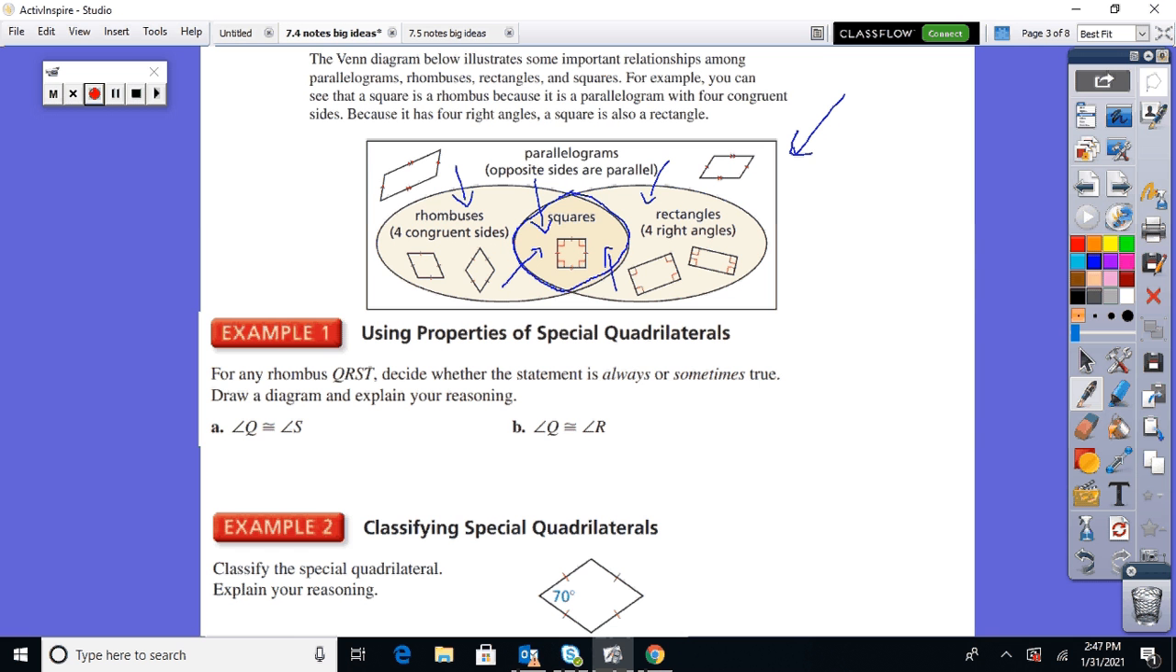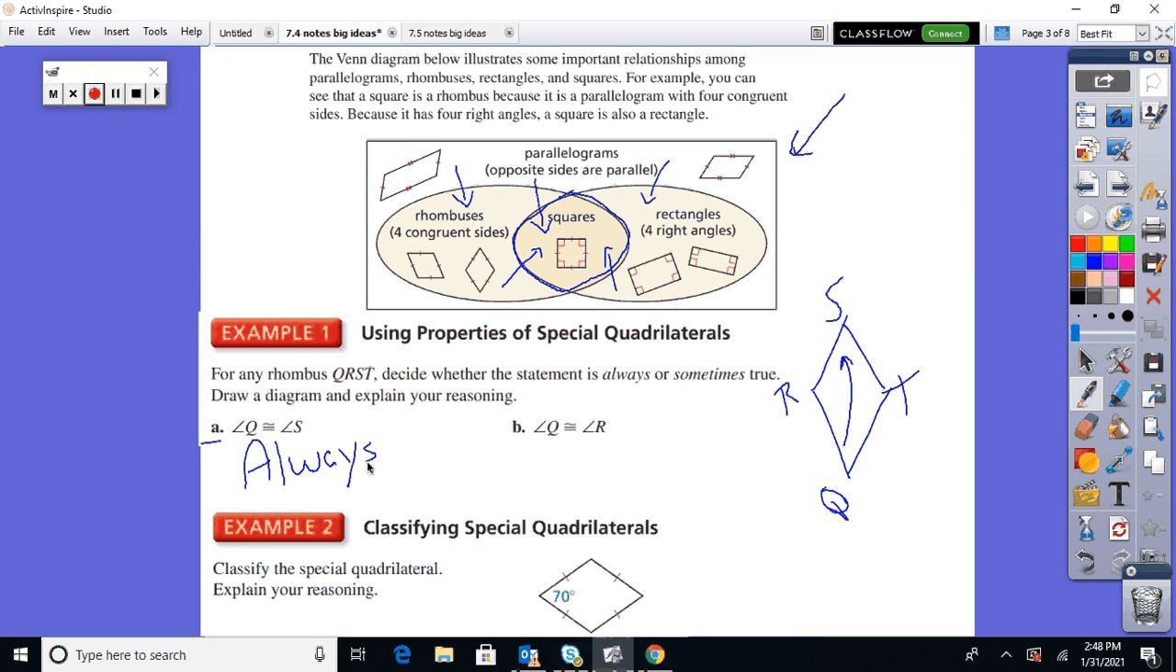Let's see what that means here with these always-sometimes questions. Example 1. For any rhombus QRST, so we've got a rhombus Q, R, S, and T, decide whether the statement is always or sometimes true. So this first one, angle Q and angle S are congruent. Well, since a rhombus is a parallelogram, all parallelograms have opposite angles congruent, so this is always true. If it happens to a parallelogram, it's going to happen to a rhombus.